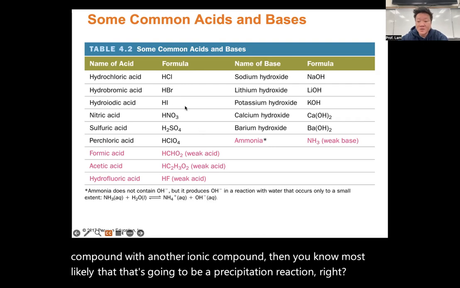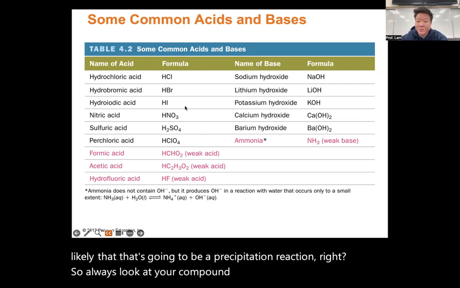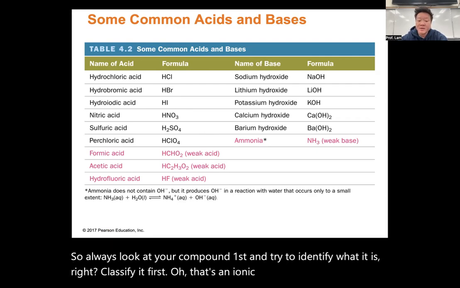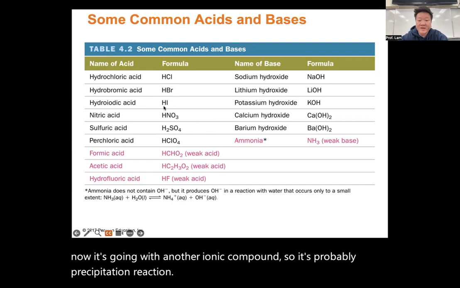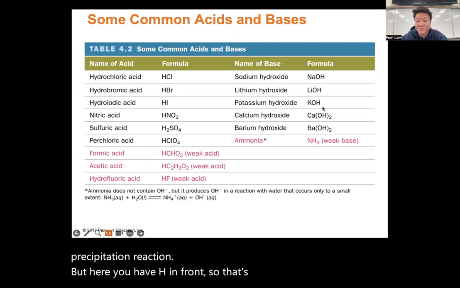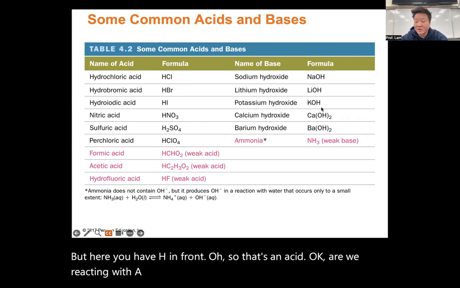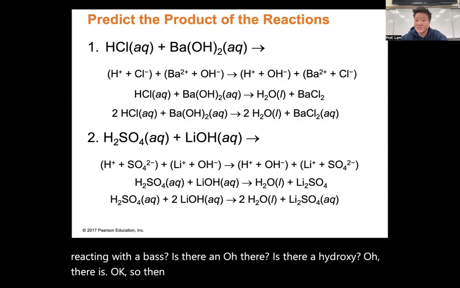So always look at your compound first and try to identify what it is, right? Classify it first. Oh, that's an ionic compound. Okay. Oh, and now it's going with another ionic compound. So it's probably a precipitation reaction. Oh, but here, you have H in front. Oh, so that's an acid. Okay. Are we reacting with a base? Is there an OH there? Is there a hydroxide? Oh, there is. Okay. So then it's a neutralization reaction. Right.